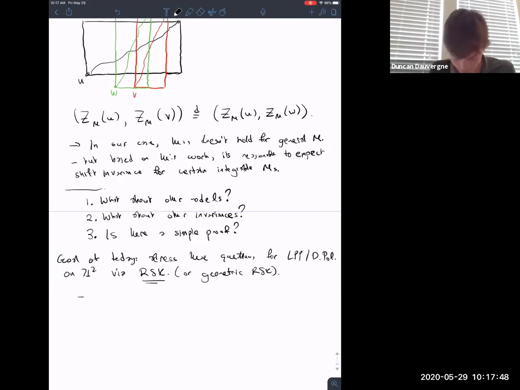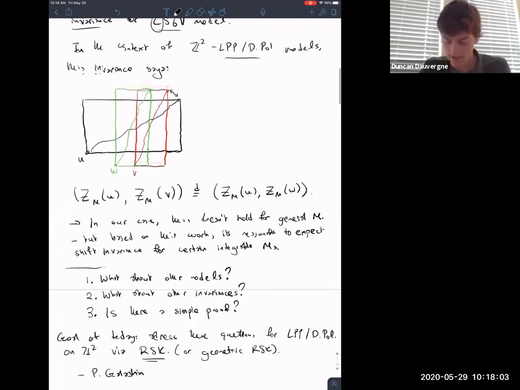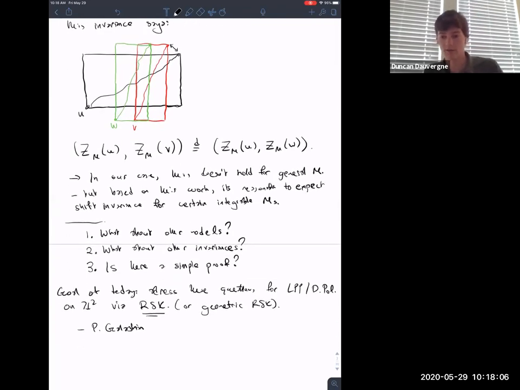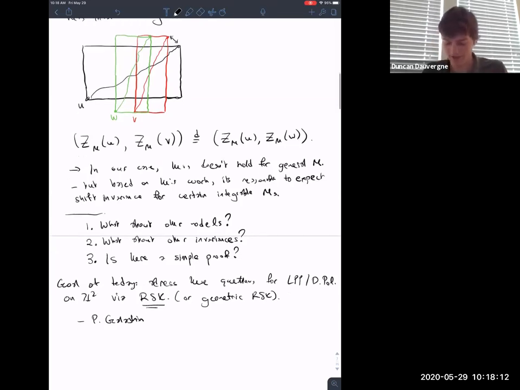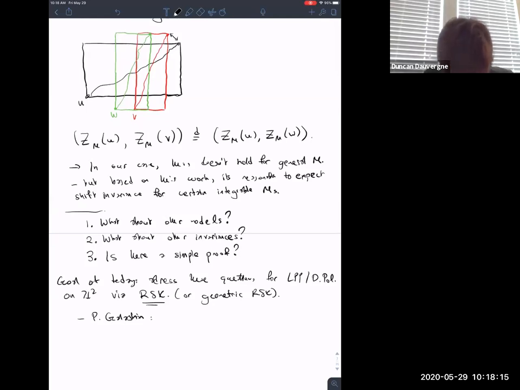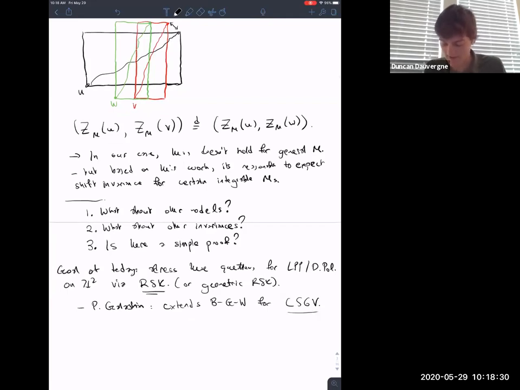And the other thing I should say is, I posted this paper in January, and shortly after I posted it, a paper came out of Pavel Galashin, which proves some stronger invariances and gives a nicer proof of the Borodin-Gorin-Wheeler result in the context of the colored stochastic six-vertex model, based on a new and unexplored connection with Hecke algebras. So this extends Borodin-Gorin-Wheeler for the colored stochastic six-vertex model and its degenerations. But again, that proof is specific to the colored stochastic six-vertex model.